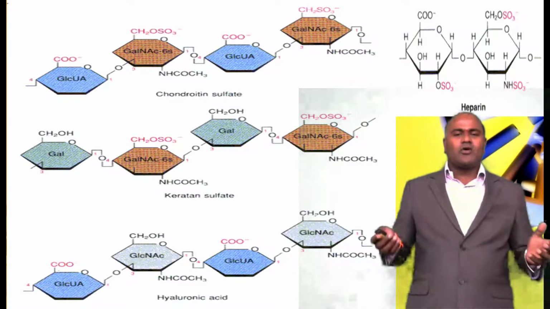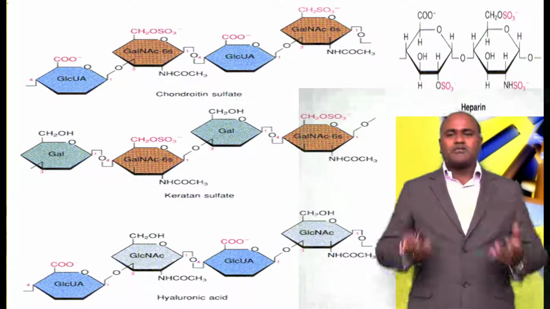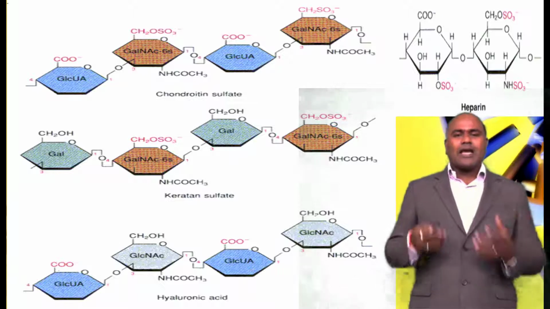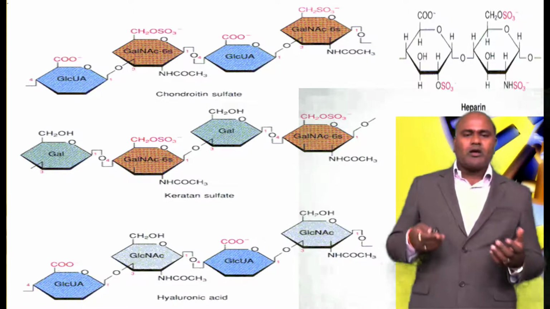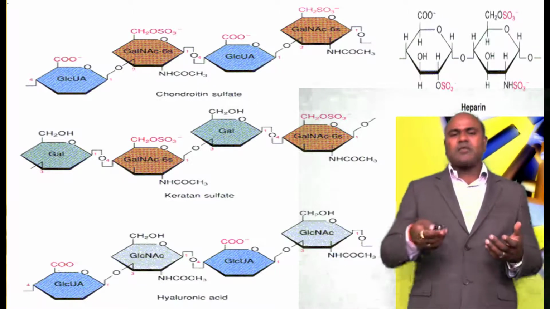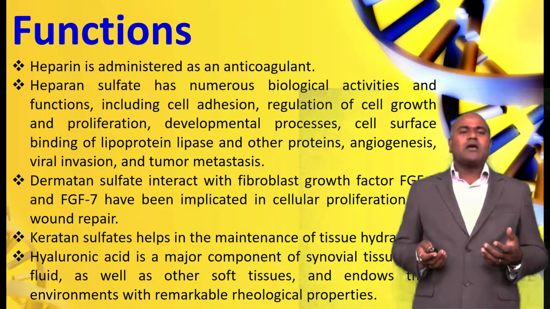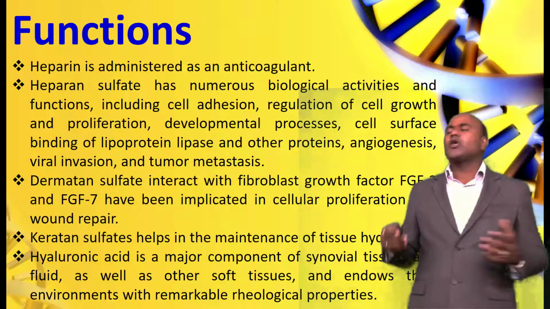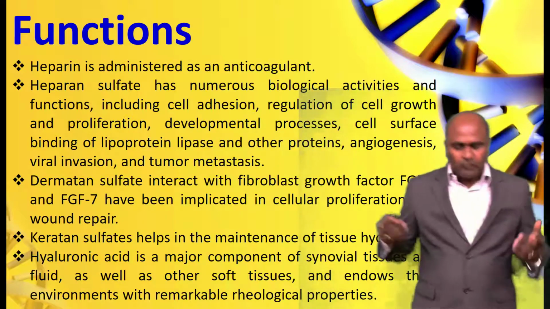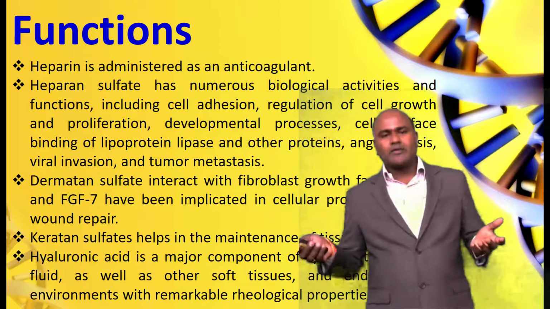So this is the structure of GAGs. These are the examples of GAGs: heparin, keratan sulfates, and hyaluronic acids. As I mentioned, the 4-1 linkage we discussed here. And the functions: heparin is administered as an anticoagulant. Heparin we usually use as an anticoagulant.